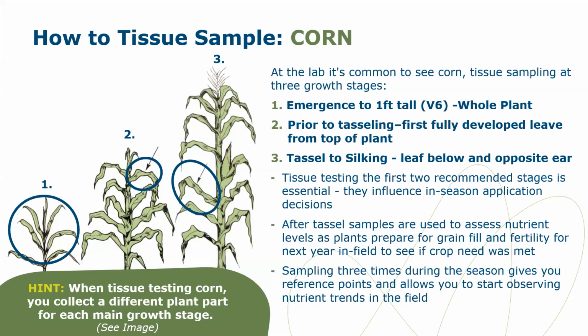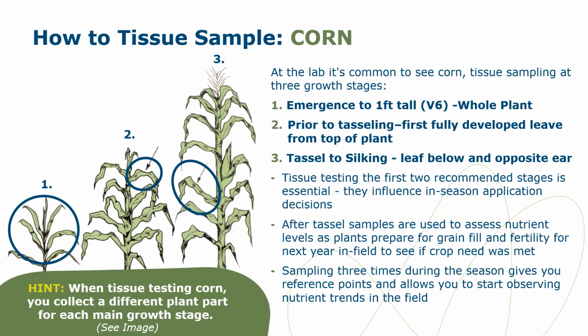Corn is the main crop for tissue sampling. You need to pay attention to growth stages for what part of the plant to collect the tissue sample from. It changes with different growth stages. So from emergence to 1 foot tall, about V6, you collect the whole plant, not the roots. You snip the plant right above the base at the soil. This is when you want to make sure you don't have soil particles on the plant.